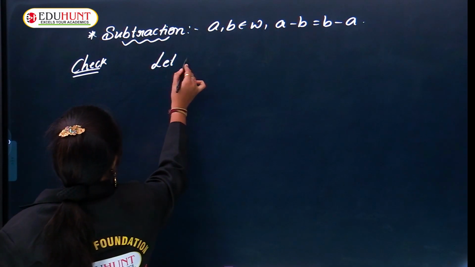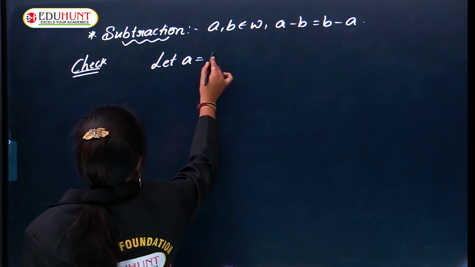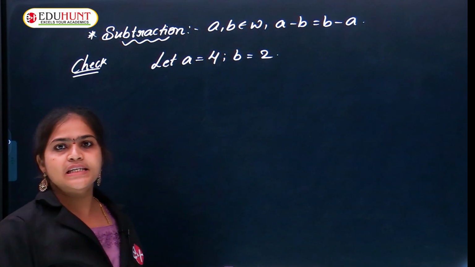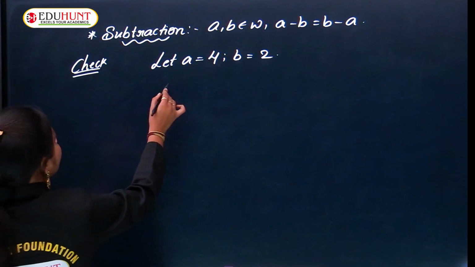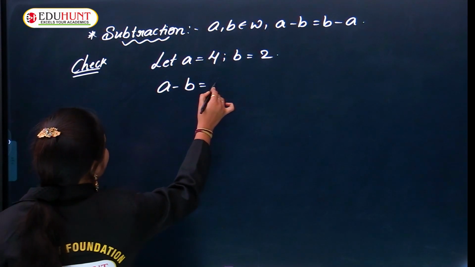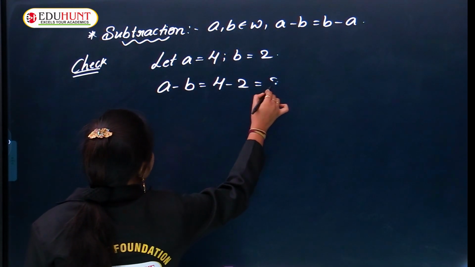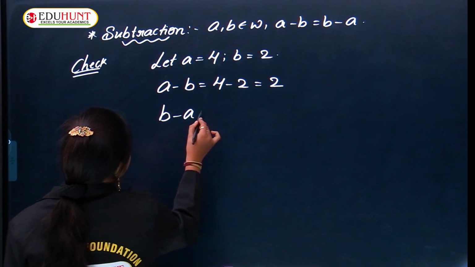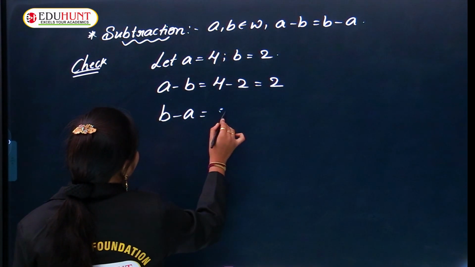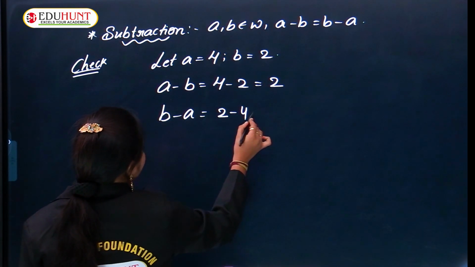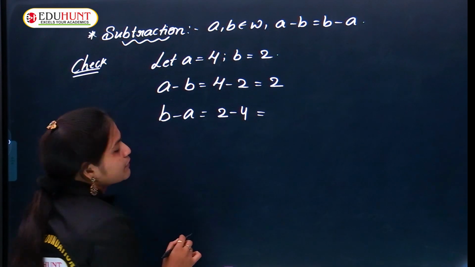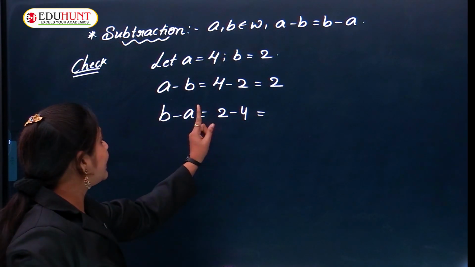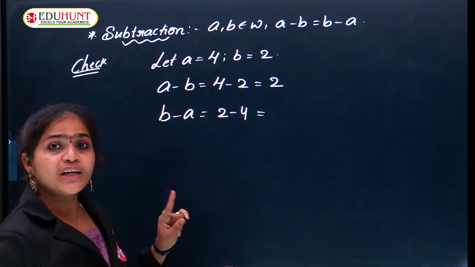Let A is equal to 4, B is equal to 2. Now here A minus B is equal to 4 minus 2 is equal to 2. Okay. Now here B minus A, B is equal to how much? 2. A is equal to, sorry, A is equal to 4, no? That's why here 4, and in the middle we have the minus. Then here 2 minus 4. What did I tell you?